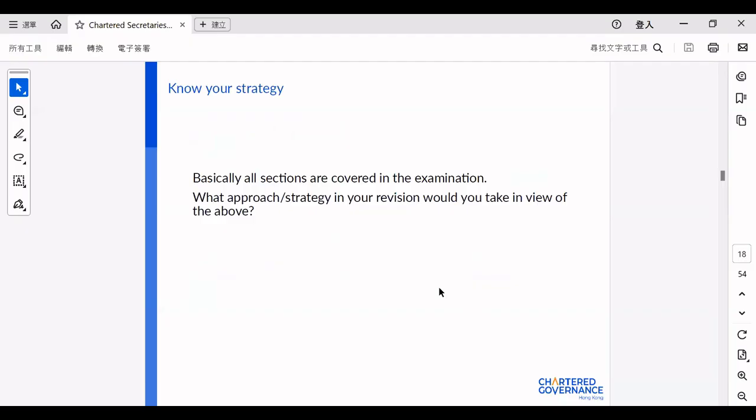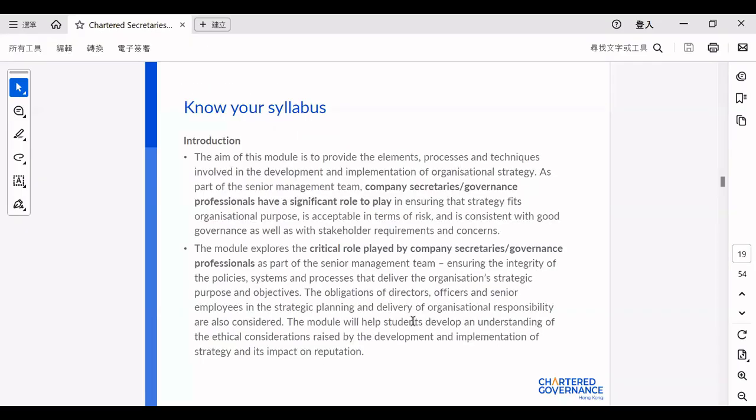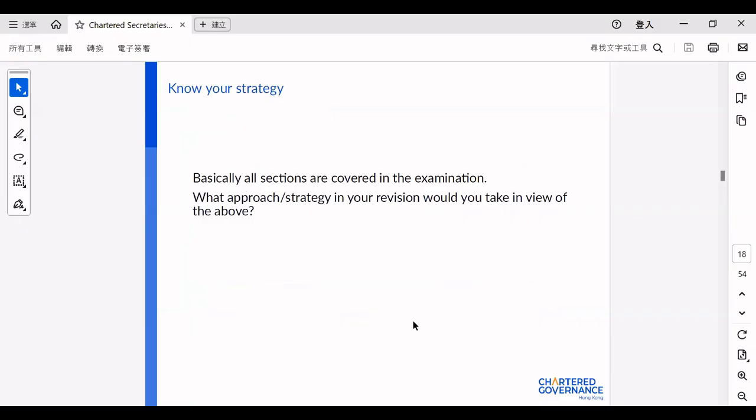I mean, you have to really think. What is the strategy that you should use when you start to prepare for your examinations? For me, the strategy is very simple. You have to go through all the 6 topics, learn them, understand them, and know how to apply these 6 topics.